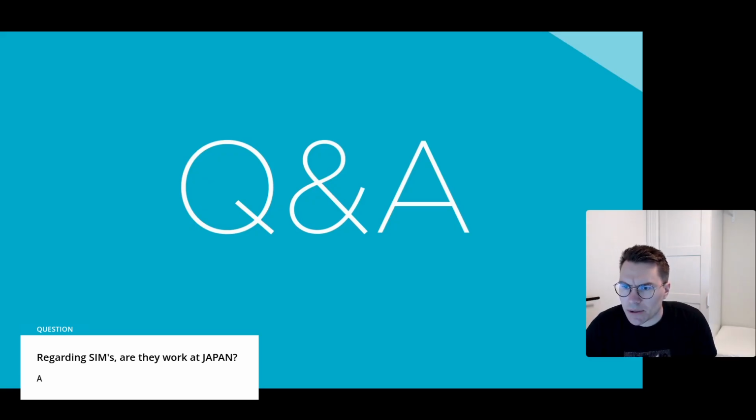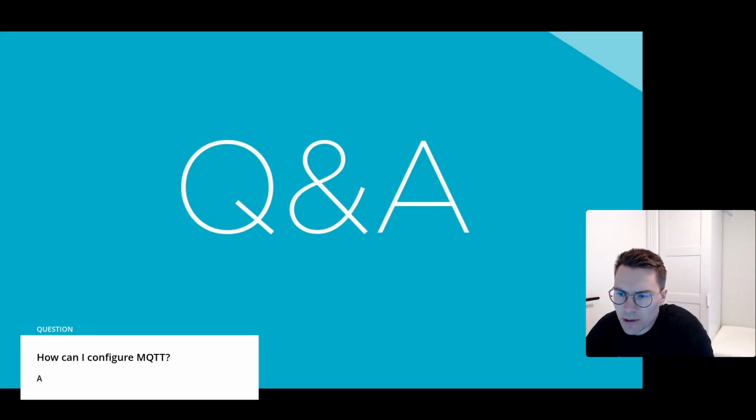Regarding SIMs, do they work in Japan? That's a good question. I would need to check the coverage links on that. So I will try to send you the link in the chat after this webinar. How can I configure MQTT is another question. We have a sample in our SDK that is called MQTT client, I think. So that can be used as reference. Then you can set up MQTT-based applications.